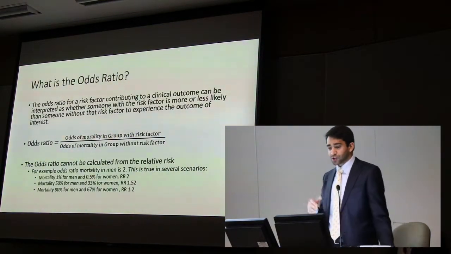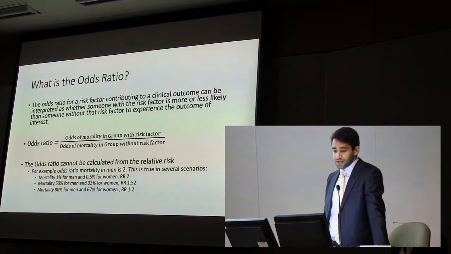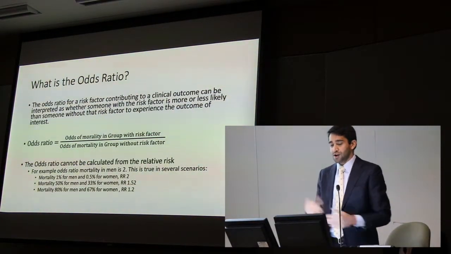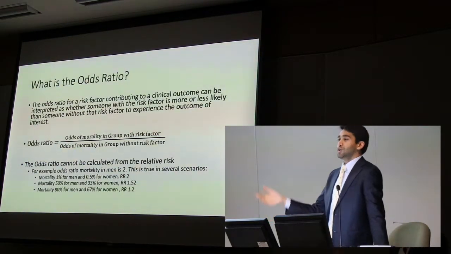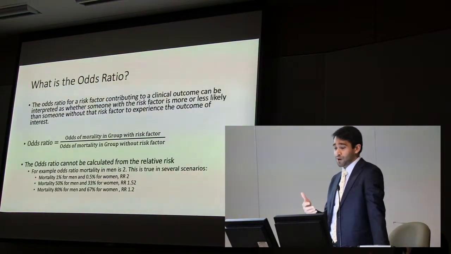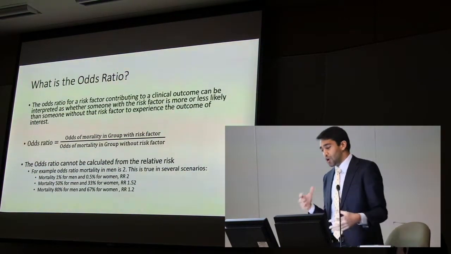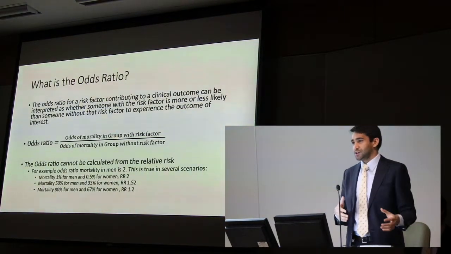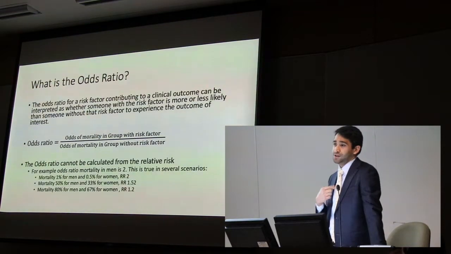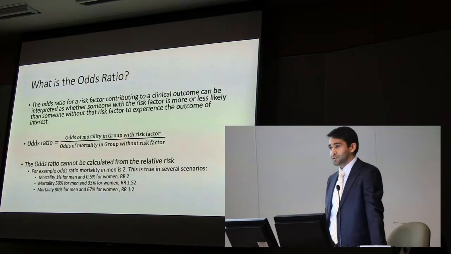It's the odds of the risk factor contributing to a clinical outcome of interest versus the risk factor not being present. So if we're looking at mortality in smokers, you would say the odds ratio is the odds of mortality in smokers over the odds of mortality in non-smokers. Already I was confused. Most of you are probably confused about what this odds ratio represents. But know that you can't use relative risk to calculate it. Relative risk is based on probabilities. Relative risk is what we understand. You can't get an odds ratio from a relative risk.